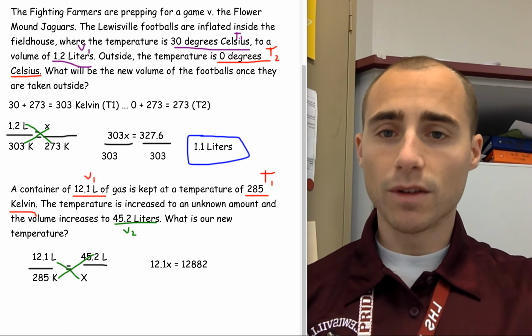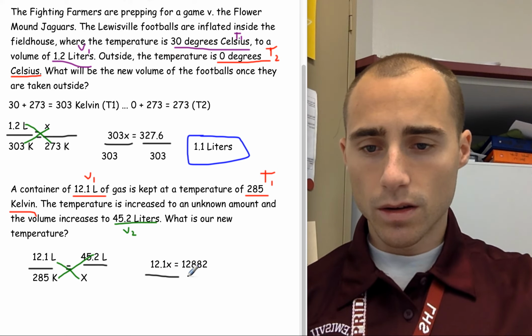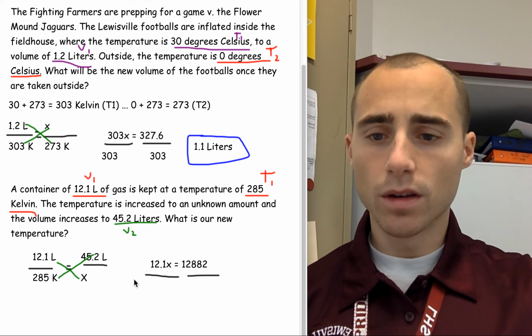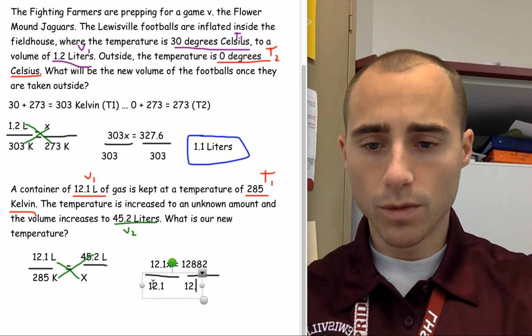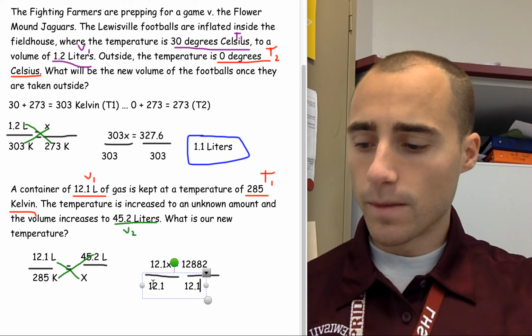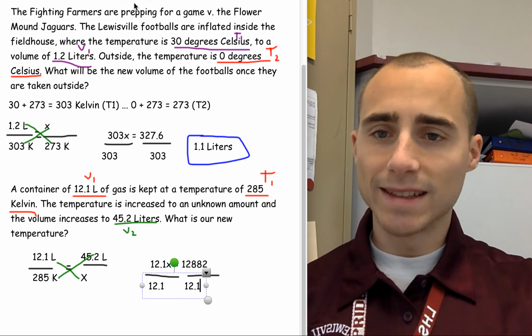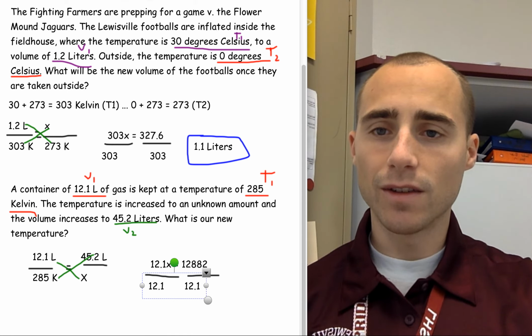Then, what do we divide by? We divide by whatever's next to the x. So divided by 12.1, and we will get our answer. Divided by 12.1, you end up with 1,064.6. We're just going to round to 1,065.